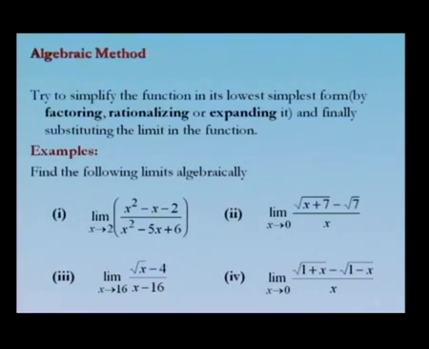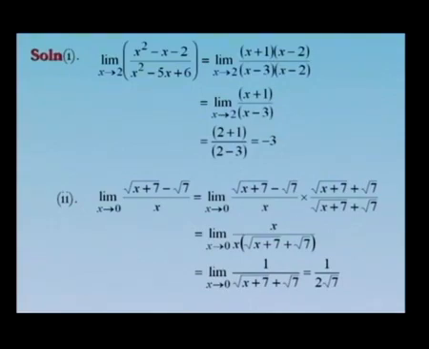Just consider these examples. First, limit x tends to 2, (x square minus x minus 2) upon (x square minus 5x plus 6). Second, limit x tends to 0, (square root of x plus 7 minus square root of 7) upon x. Third, limit x tends to 16, (square root x minus 4) upon (x minus 16). Fourth, limit x tends to 0, (square root of 1 plus x minus square root of 1 minus x) upon x. So let us find the limit of the function given in example 1.